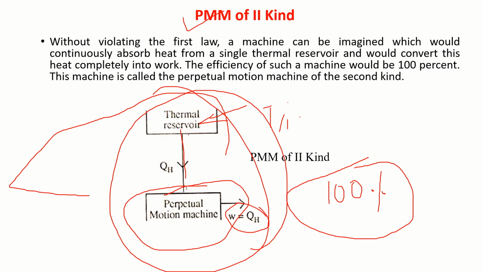So you see here, in the perpetual motion machine of the first kind, we are not giving any input. Here we are giving input, so we are not violating the first law. But though we give this input, all of it cannot be converted into work. That means an engine of 100% efficiency is not possible. The perpetual motion machine of the second kind is not possible.